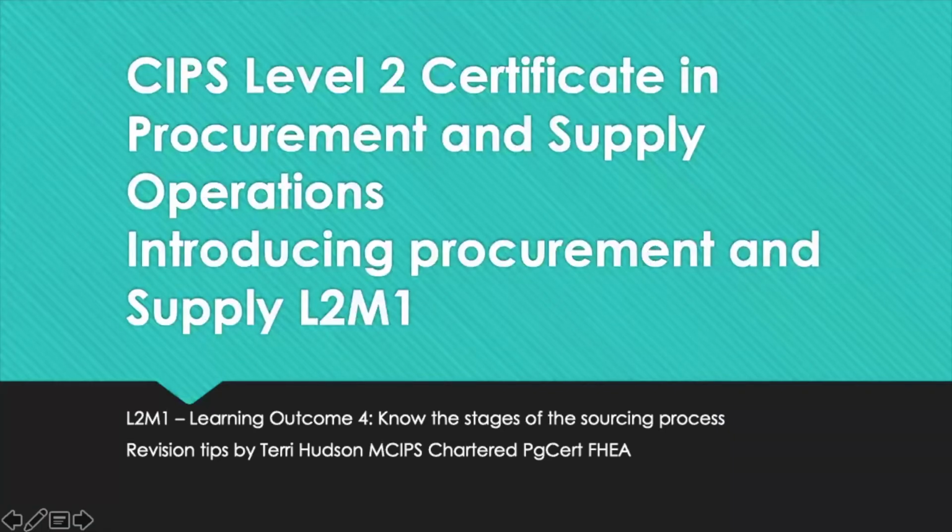Hello and welcome to revision tips for CIPS Level 2, Certificate in Procurement and Supply, Module 1, Introducing Procurement and Supply, Learning Outcome 4, which is to know the stages of the procurement process.